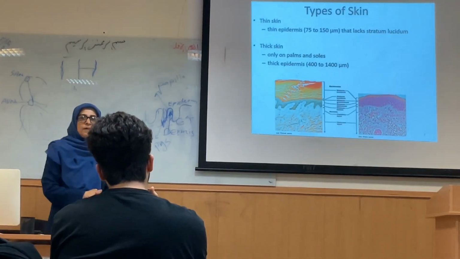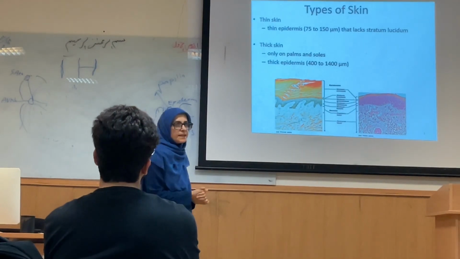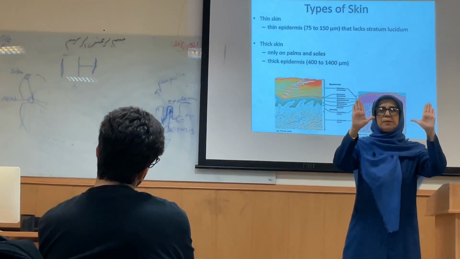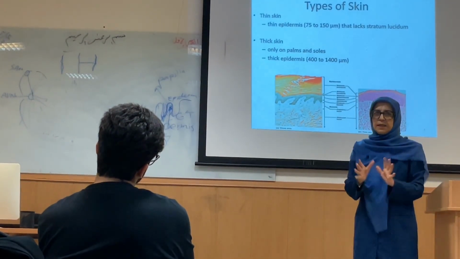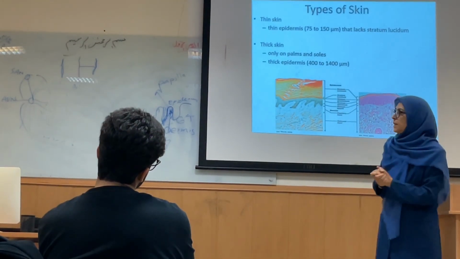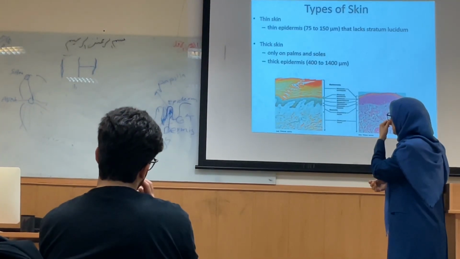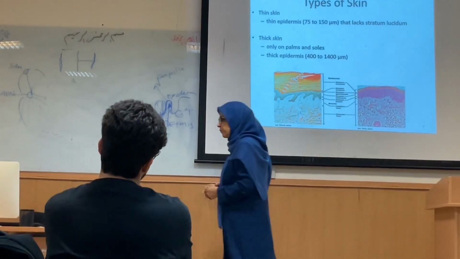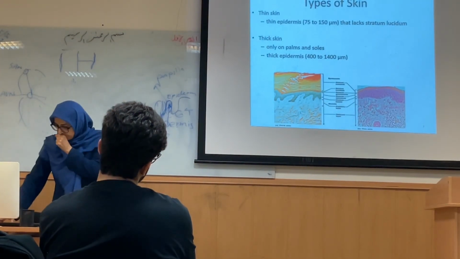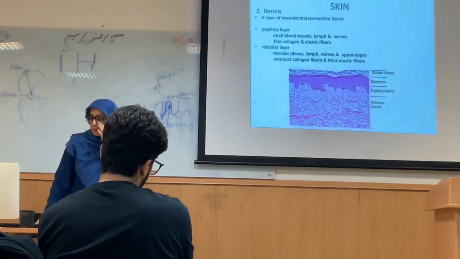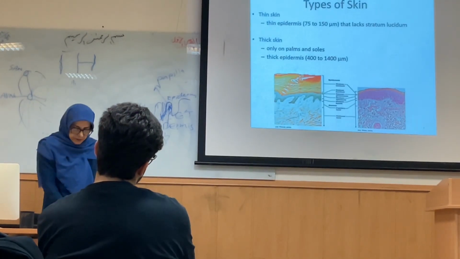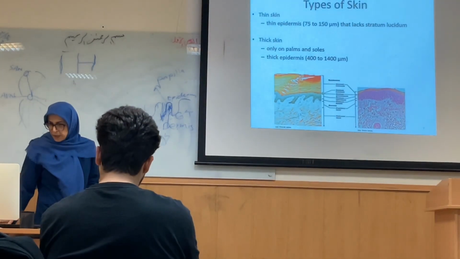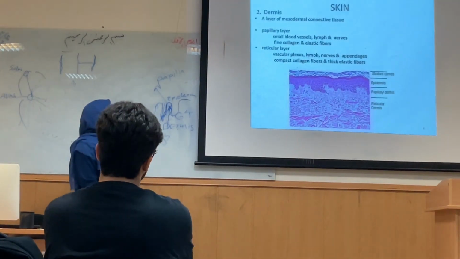There are two types of skin in our body: thin and thick skin. Thick skin is found just in the palms and soles, and has some specific characteristics that we will learn about. Thin skin is in the other parts of the body. The thickness of the epidermis is different between them, but we will see this in detail in other slides.